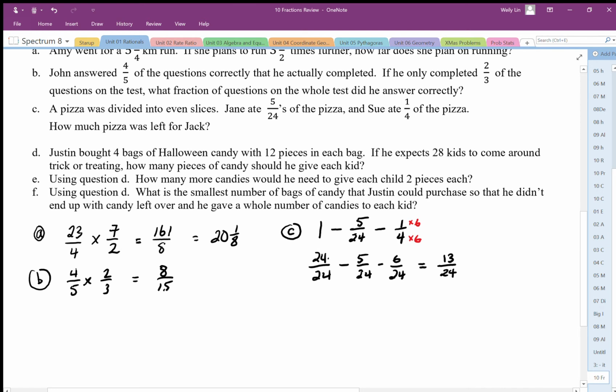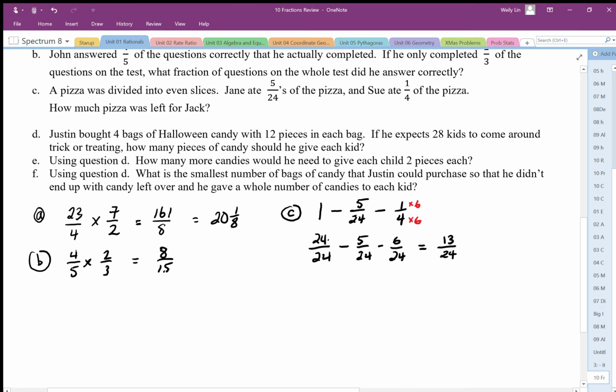Okay, so Justin bought 4 bags of Halloween candy with 12 pieces in each bag. He expects 20 kids to come around. How many pieces of candy should he give to each kid? Okay, so the total amount of candy is going to be 4 bags of 12. And he's going to divide this up between 28 kids. So if we do this, we're going to end up with 48 over 28.